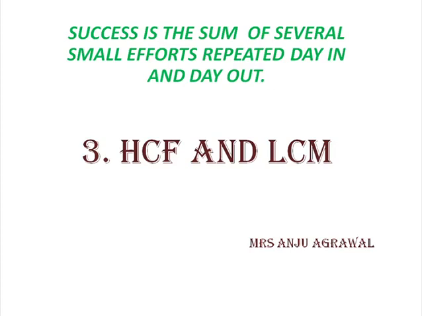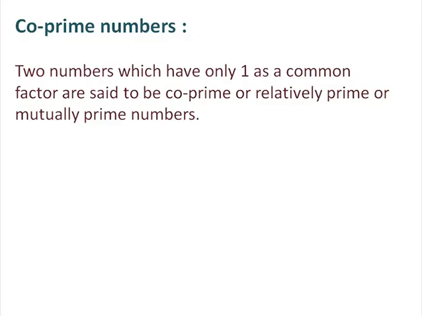Now let us continue with the third chapter, HCF and LCM. Let us learn co-prime numbers. Two numbers which have only one as a common factor are said to be co-prime, or relatively prime, or mutually prime numbers. Last year, we already studied how to find factors using the listing method.